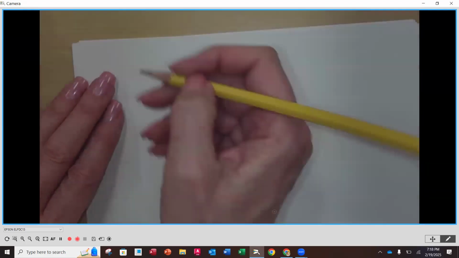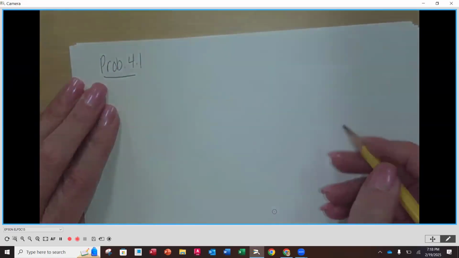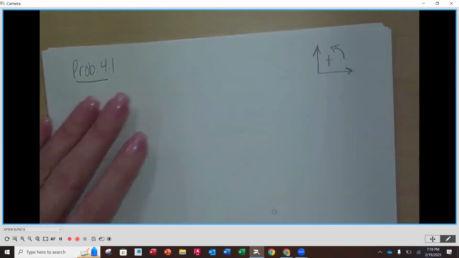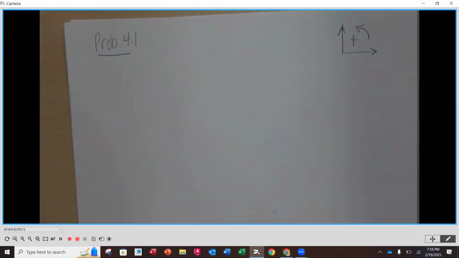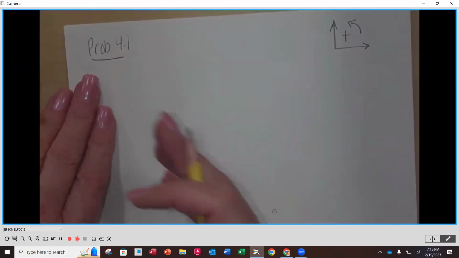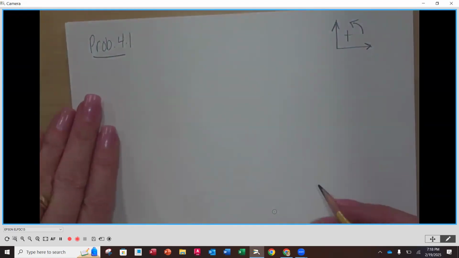So I'm going to start my problem off as we always do. We're going to say this is problem 4.1. We're going to put our convention in the upper right-hand corner for this problem. And remember, you're starting problems on a new page each time. Just easier for me to see. Sometimes I miss them if they continue on.